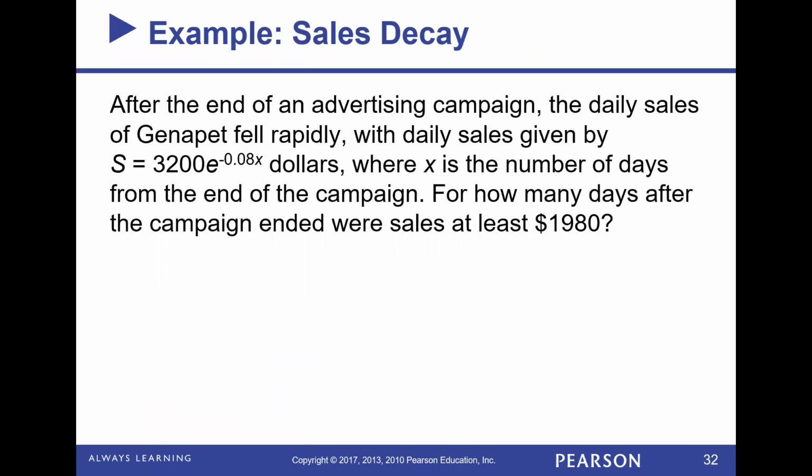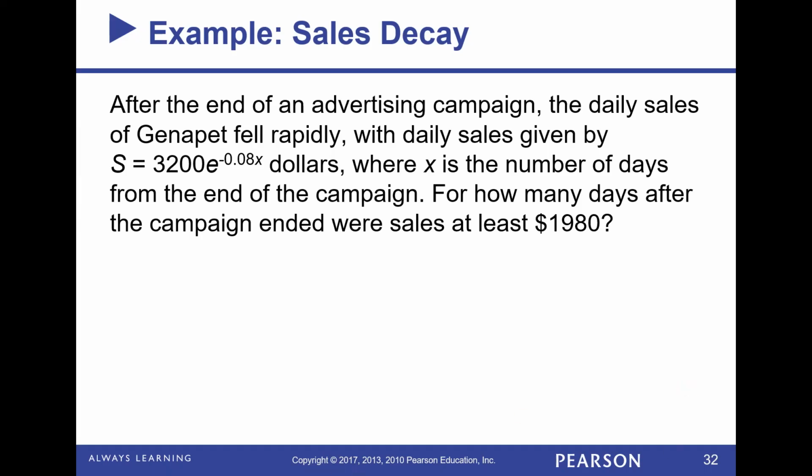Again, I know you guys are not very fond of word problems, but don't let word problems mess you up, especially if they already give you a formula in them. So in our case here, after the end of an advertising campaign, the daily sales of Genepets fell rapidly, with daily sales given by S equals 3,200 times e to the power of negative 0.08x dollars, where x is the number of days from the end of the campaign. For how many days after the campaign ends were the sales at least 1,980?